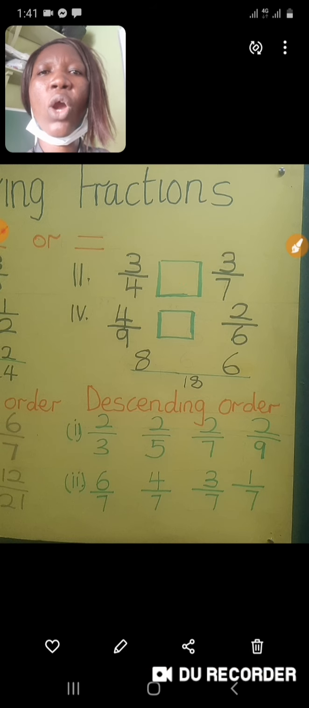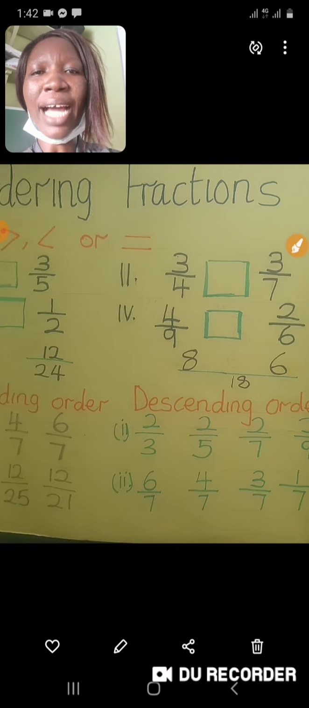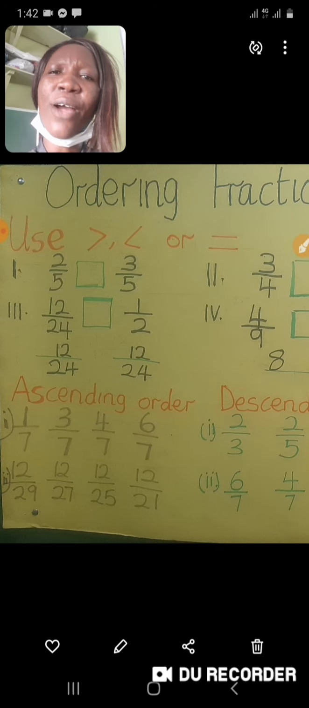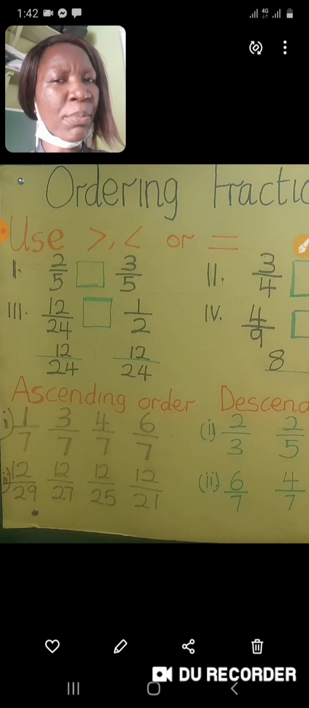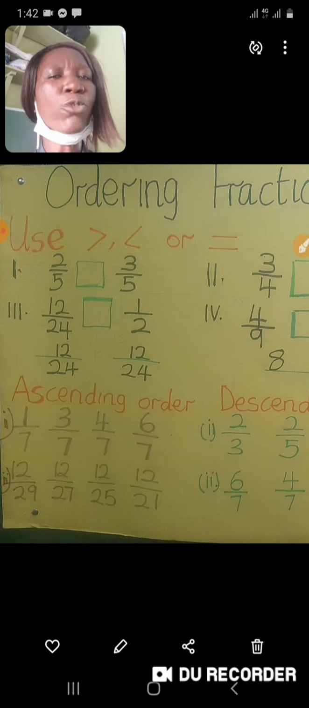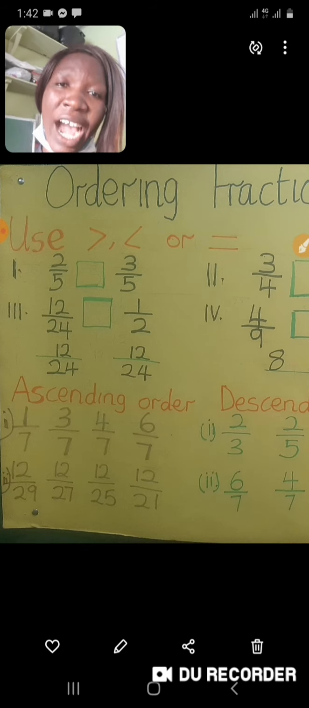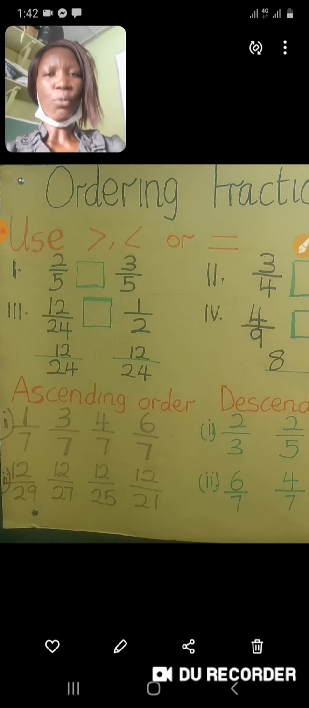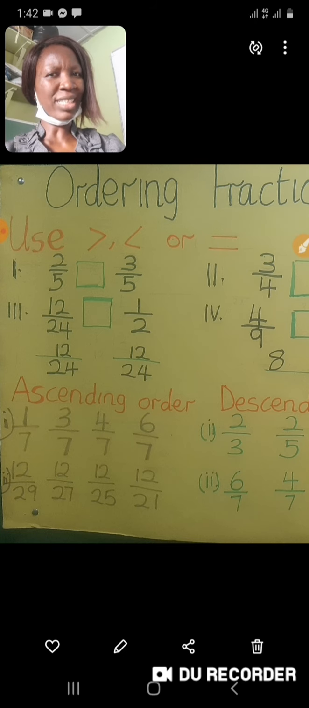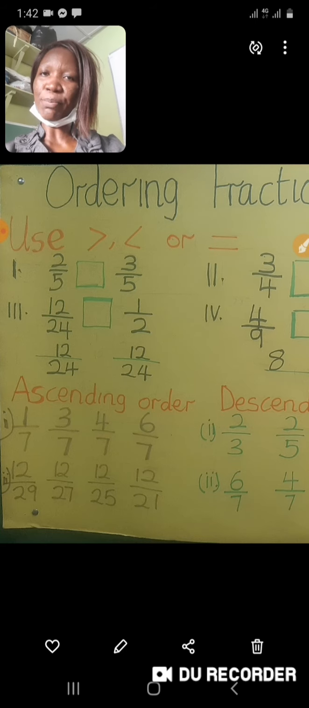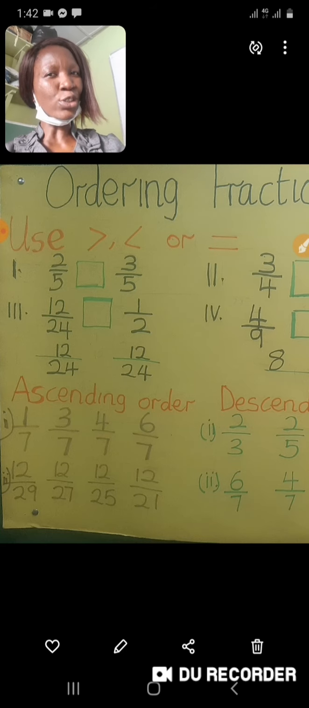Now we go into the next part. I have in the third example 12 out of 24 and 1 out of 2. You need to relax. In this part, you will notice the numerators are not the same and the denominators too, they are not the same. Take a deep breath. All you need to do first is to do what?